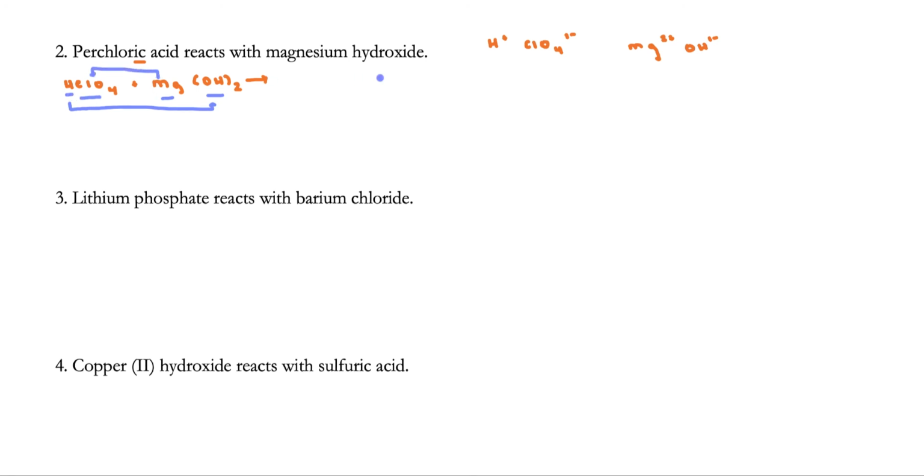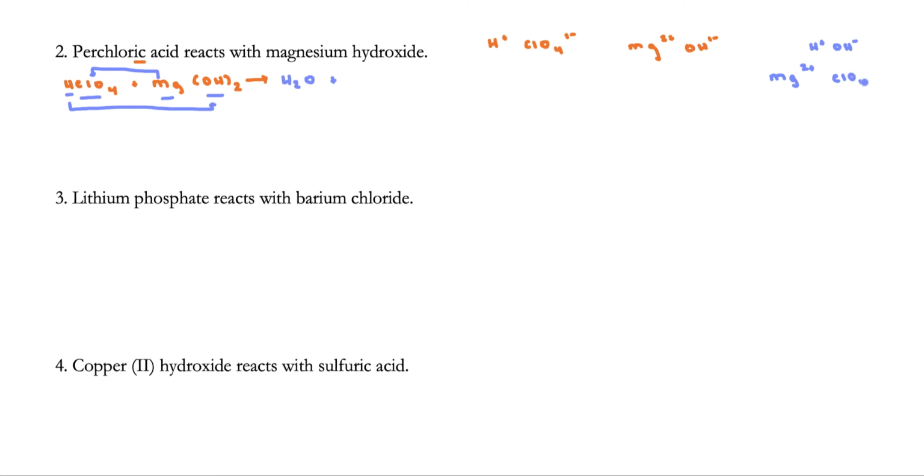All right, so hydrogen with OH, H+ and OH-, when I cross my charges, remember, will give me simply HOH, which is just H2O. So there's water, which is one product of an acid-base reaction. And then the other product is going to be a salt. So I've got magnesium, which has a 2+ charge, and perchlorate, which has a 1- charge.